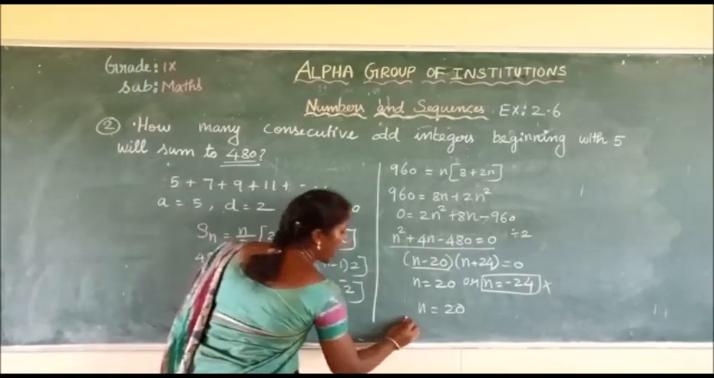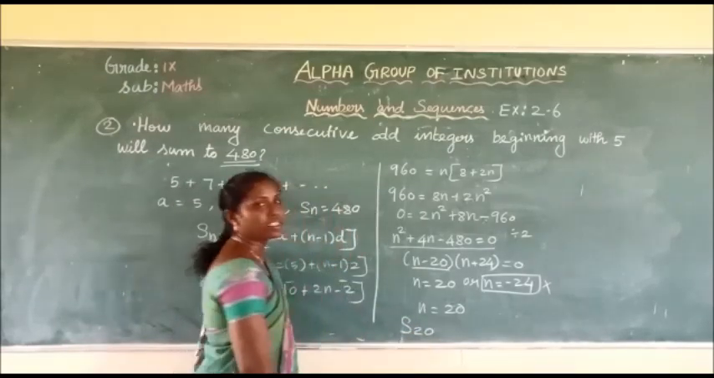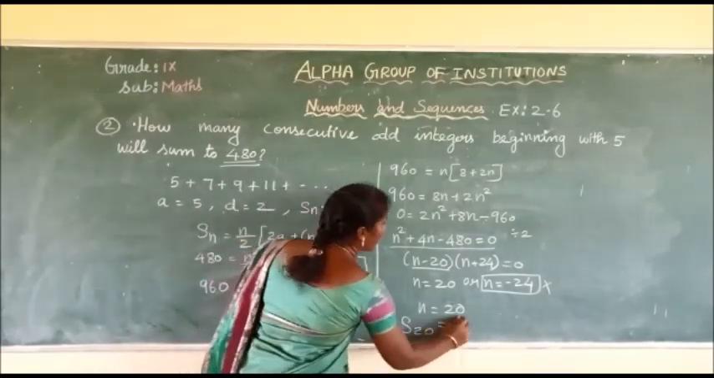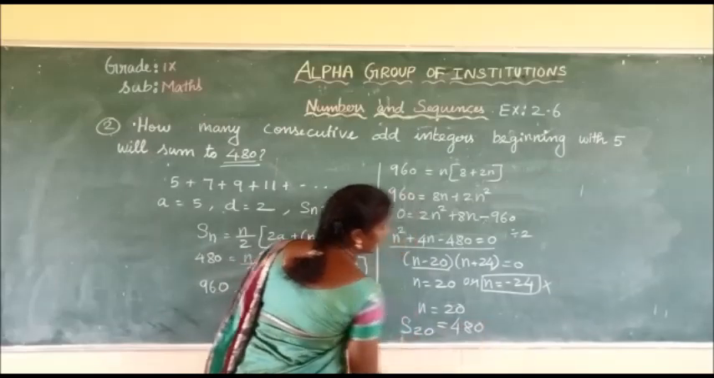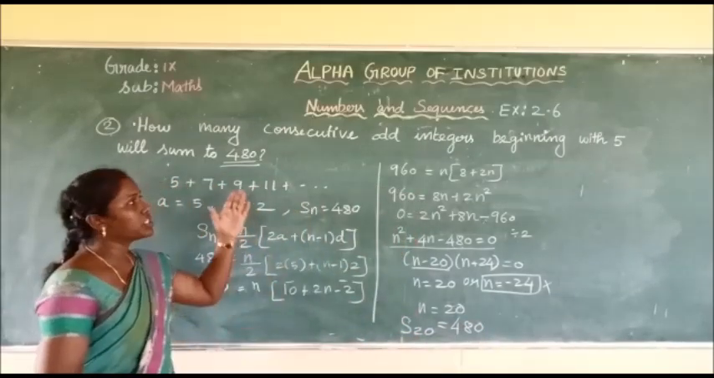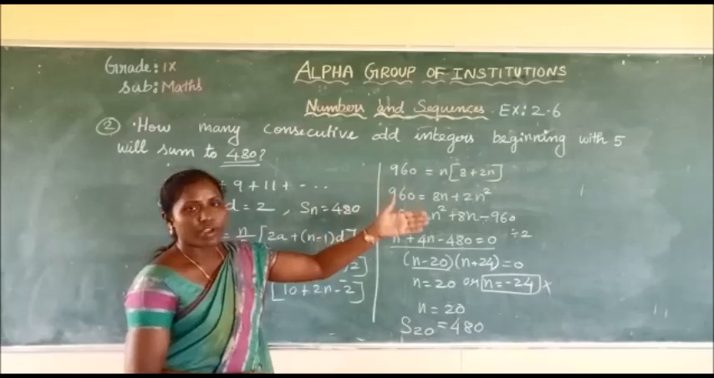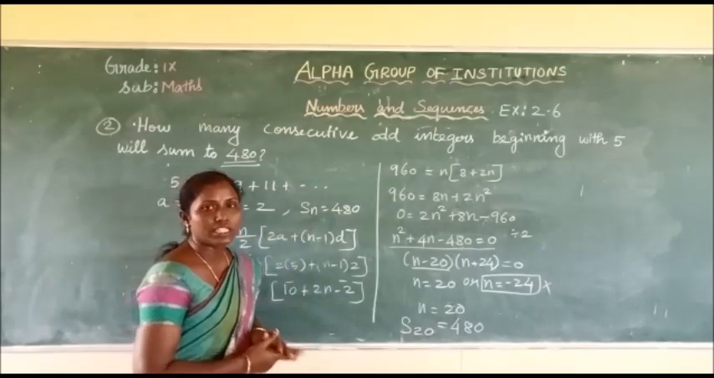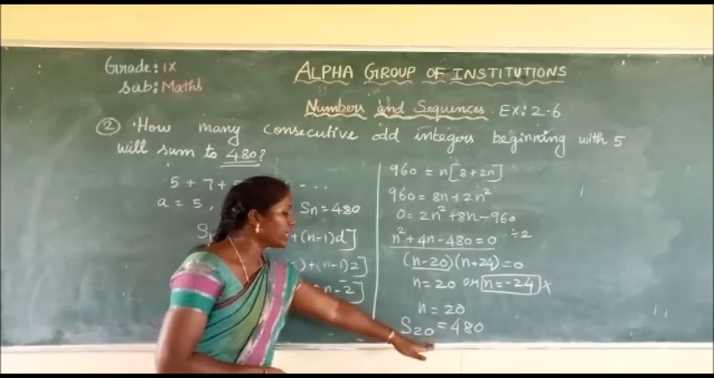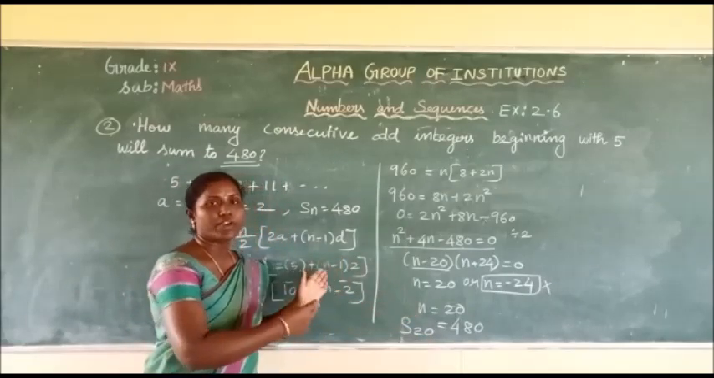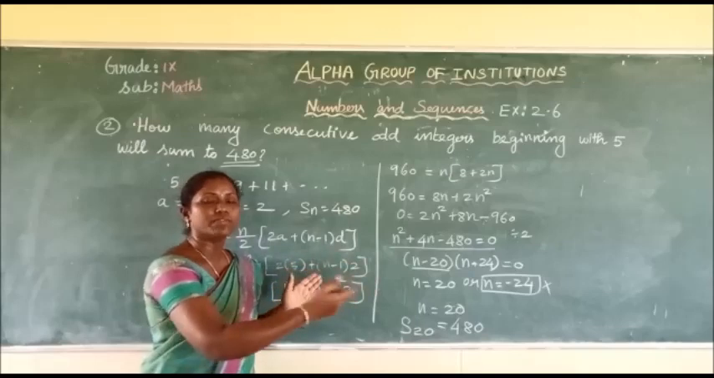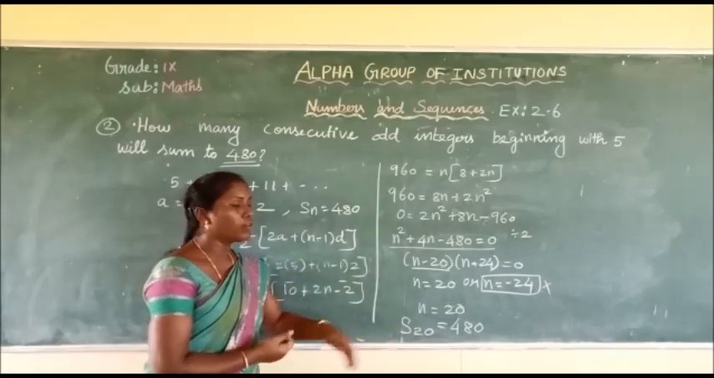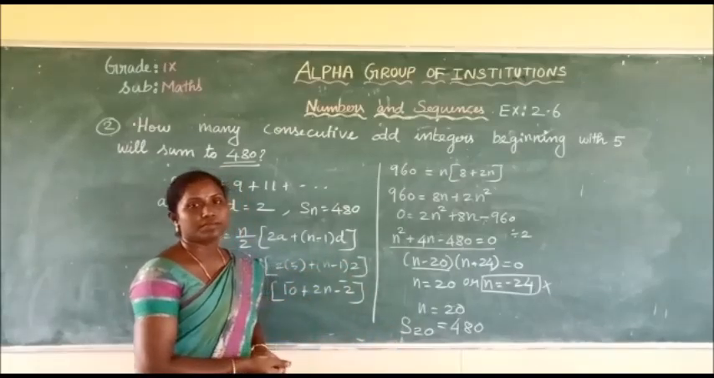That is, if we add up to 20 terms, the summation will be equal to 480. Because in the question they asked, starting with 5, how many odd integers are needed to get the sum of 480? The first 20 odd integers from 5 are needed to get the sum of 480.